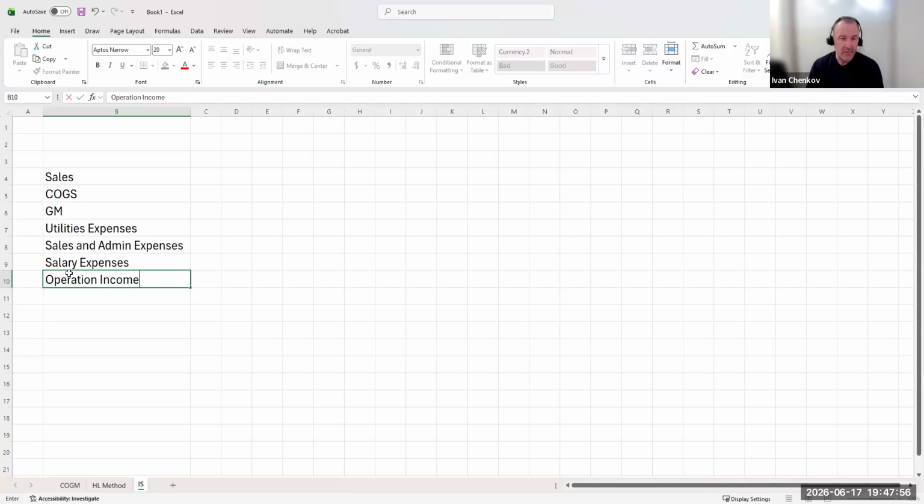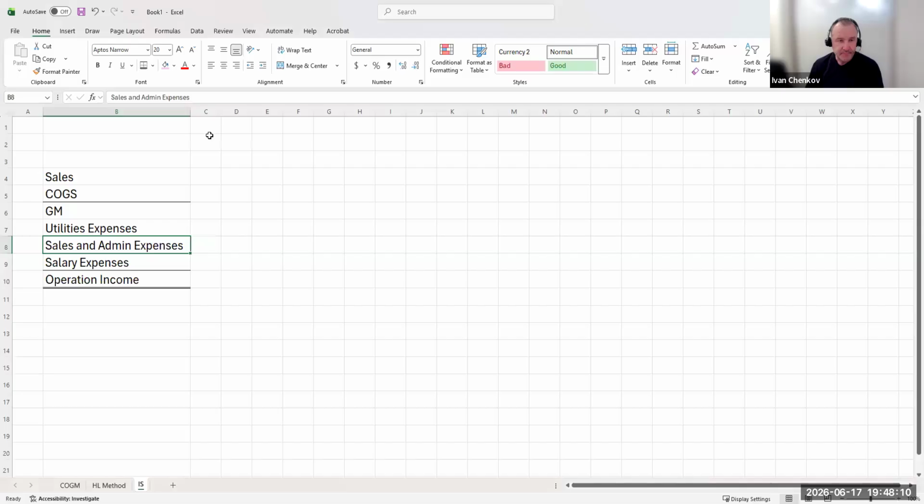Let's collect income, operating income. That's it, and that's our income statement. Now, what we have to do is just put some numbers here and make it look like an income statement, and the job is done. Now, what you're going to see here is a different presentation of the information.